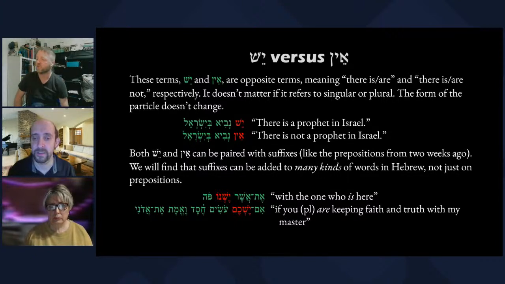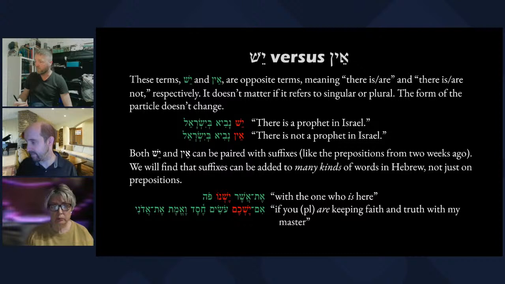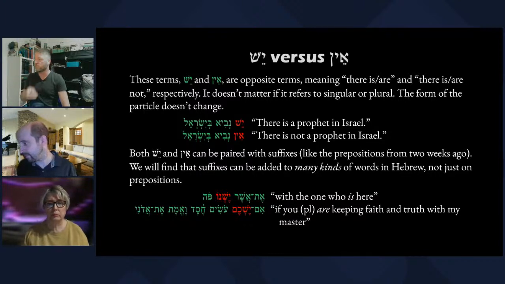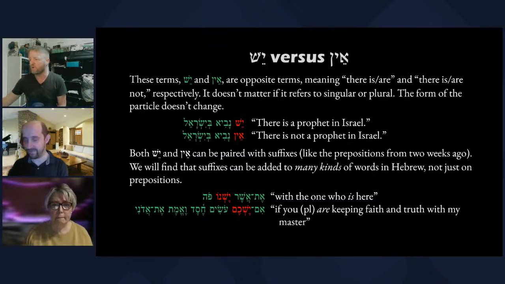This sentence: im yeshchem osim chesed ve'emet et adoni. If you, atem, plural, yeshchem, if you are, you exist, doing, osim, chesed ve'emet, that is faithfulness and truth, with my Lord. So if you are indeed keeping faith and truth with my master, the yeshchem is like "behold you," like adding to the certainty of the participle.